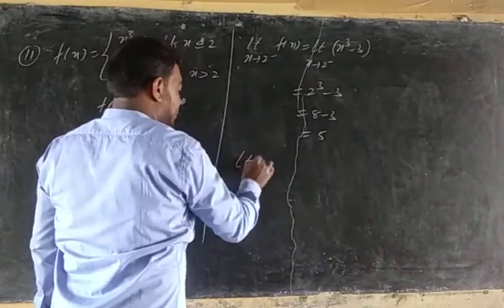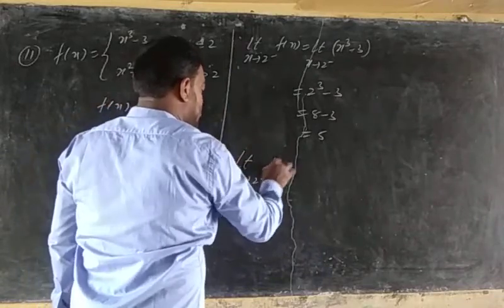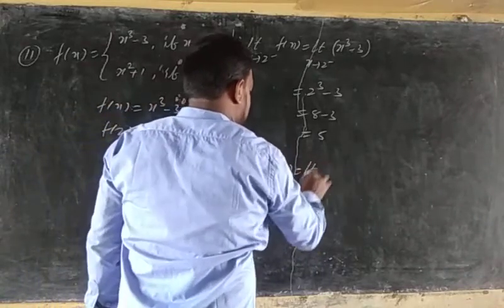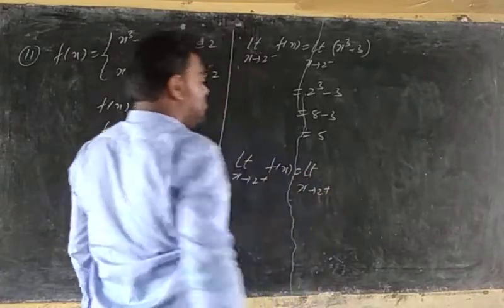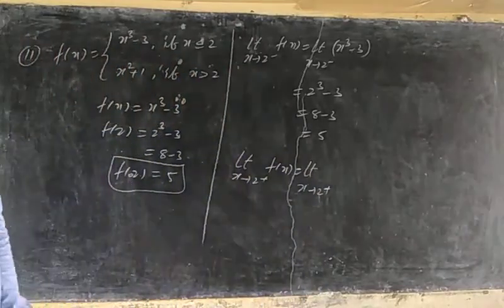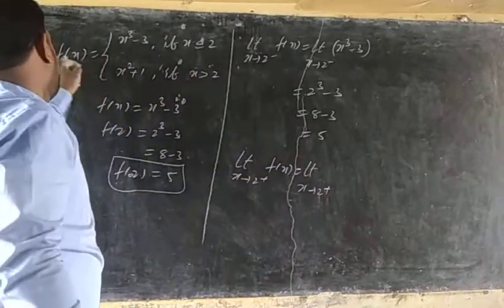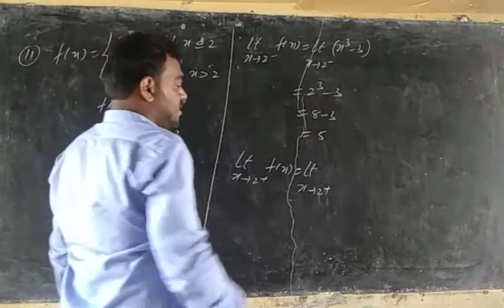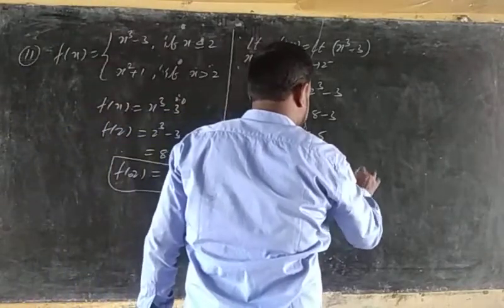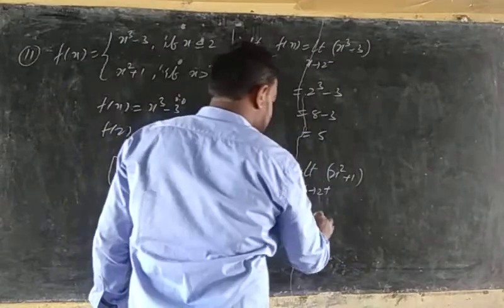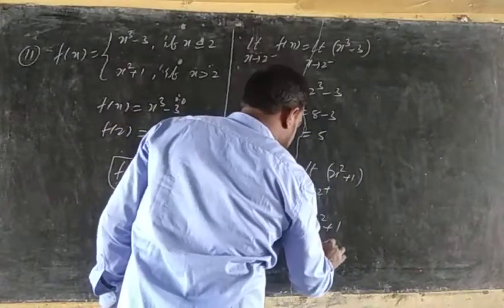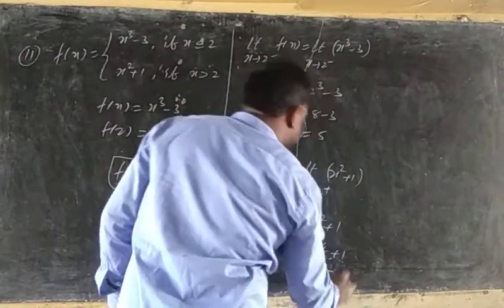Next, the right hand limit. Limit x tends to 2 plus of f of x. 2 plus means x is greater than 2. When x is greater than 2, f of x is equal to what? X square plus 1. This is equal to 2 square plus 1, 4 plus 1, 5.